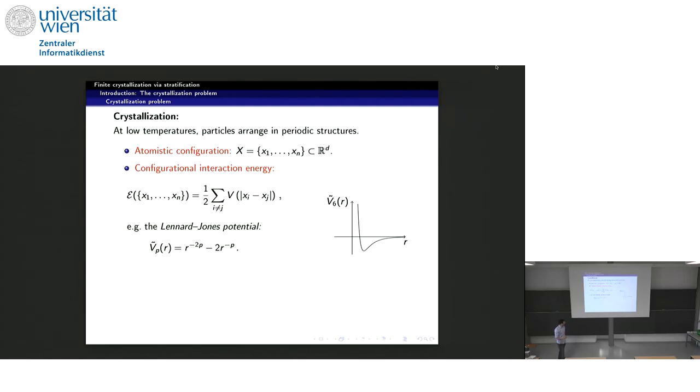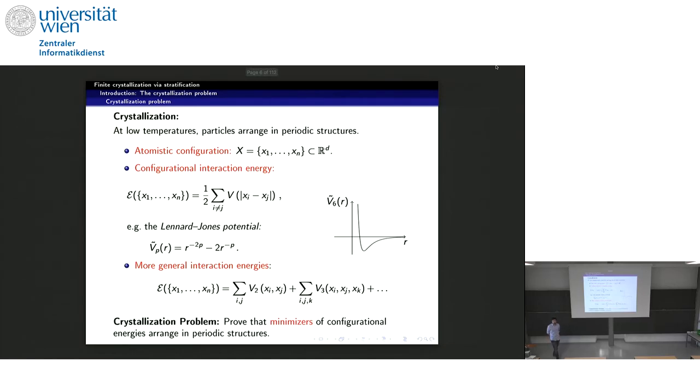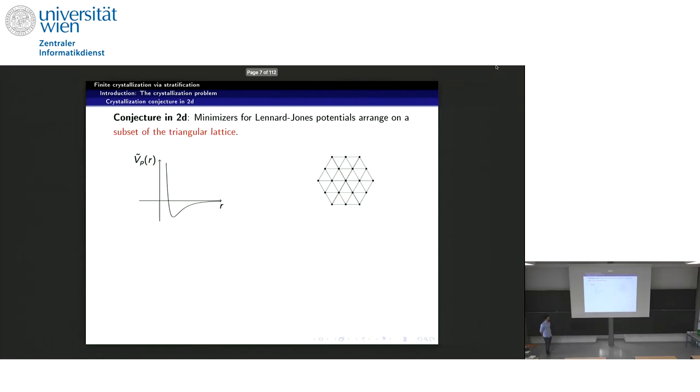Of course, you can take anything more complicated that you want. You can take three-body interactions, multi-body interactions. But whatever you take, the crystallization problem is always the same. It's the question whether ground states of this energy, so global minimizers, are subsets of a lattice or not. And if you think of Lennard-Jones potentials in 2D, the conjecture is that the triangular lattice should be optimal. And this has been proved for a variant of the Lennard-Jones potential by Florian Theil in the so-called thermodynamic limit, where the number of particles n tends to infinity.